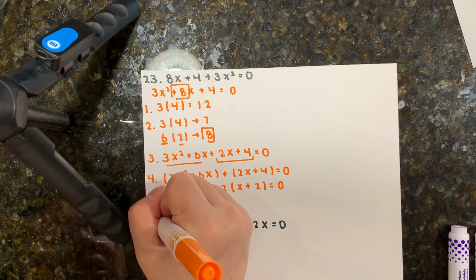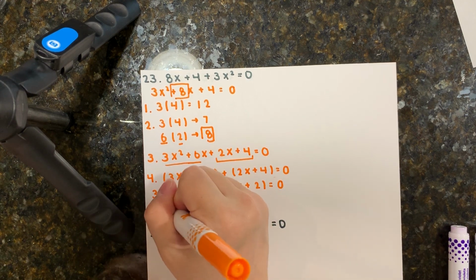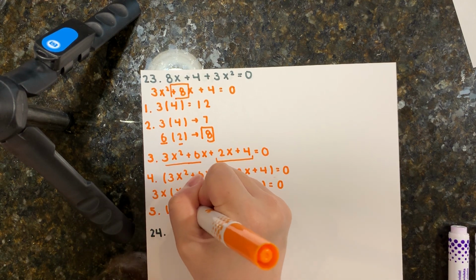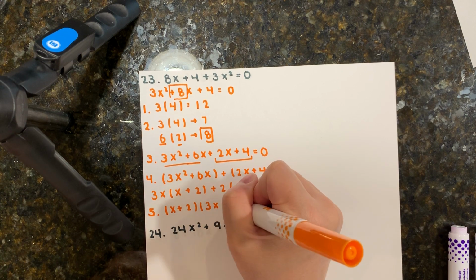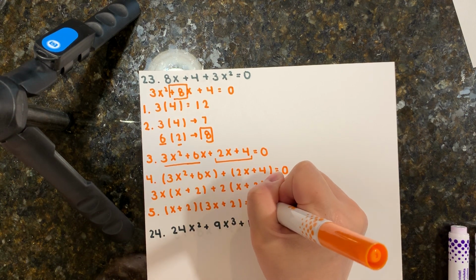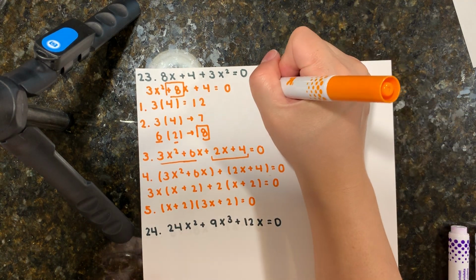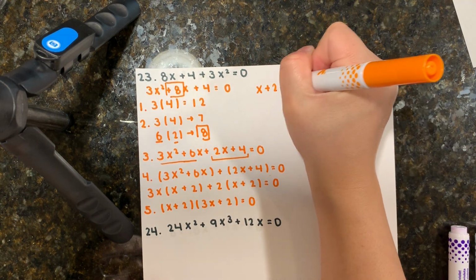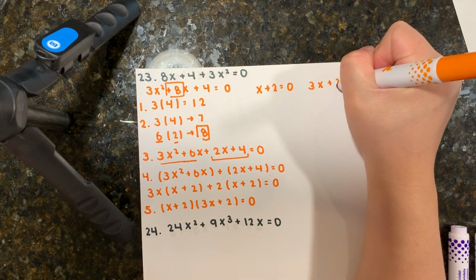So now your final step of factoring, not for solving, is to factor out the like expression, which would be the x plus 2. And then you're going to multiply that by the 3x plus 2. But because you're asked to solve, you're going to set each of those equal to 0. So I'm going to set x plus 2 equal to 0, and then I'm going to set my 3x plus 2 equal to 0.